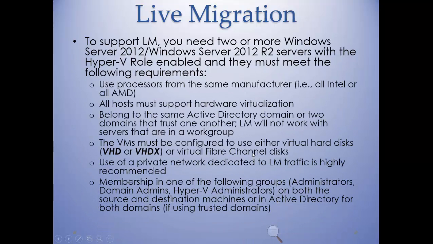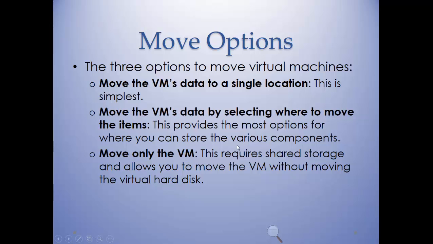Okay, that was one of the requirements, and we're going to check some more. But there are three options to move virtual machines. Move the VM's data to a single location. This is the simplest, and that's what we're going to do. This will move from one physical server to another, from the C drive of the first server to the C drive of the second server. Move the VM's data by selecting where to move the items. This provides the most options for where you can store the various components.